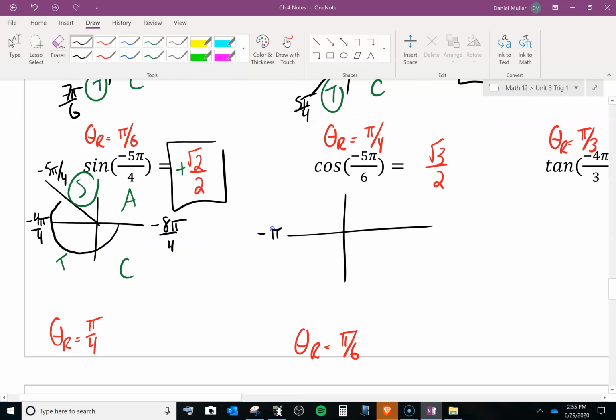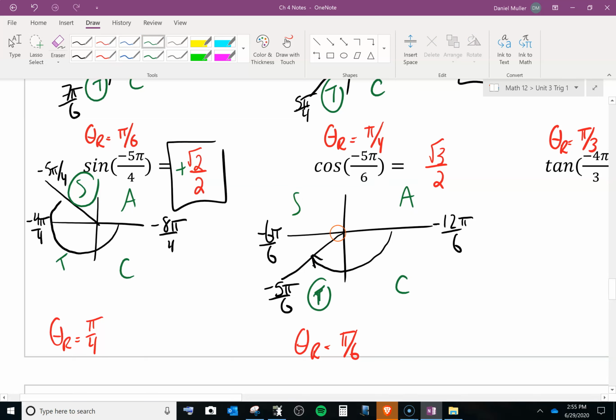So this is negative pi, but it's 6's, so I'll go negative 6 pi over 6. And then you're working your way around this way, and this would be 12 pi over 6, but of course you're working backwards, so it's negative. So that's still a 2, and this is still a 1, which is what we wanted. Now I need to go to negative 5, so I'm starting here. There's negative 6. I'm not quite there yet, so I'm just slightly before. So that's negative 5 pi over 6. So now I can do my CAST. I am in the tan quadrant. I do not have a tangent, therefore my answer must be negative.